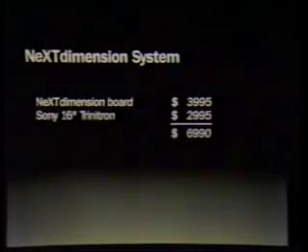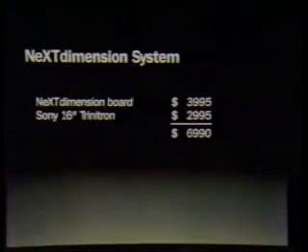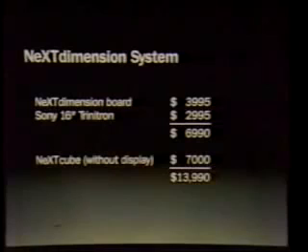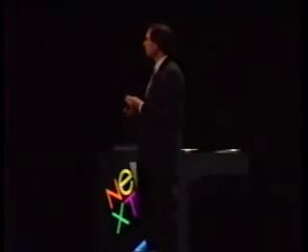Now, in order to get a system, we need a NeXTdimension card, and we're going to be selling the Sony 16-inch Trinitron display for $29.95. And you need a cube, and you can buy a cube without the black and white display, and that's what a NeXTdimension system costs. But we also wanted a low-cost color alternative, and it turned out beautiful.